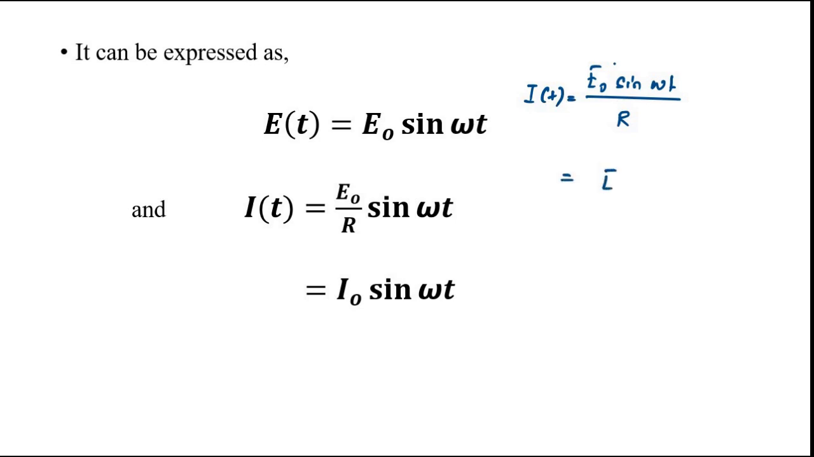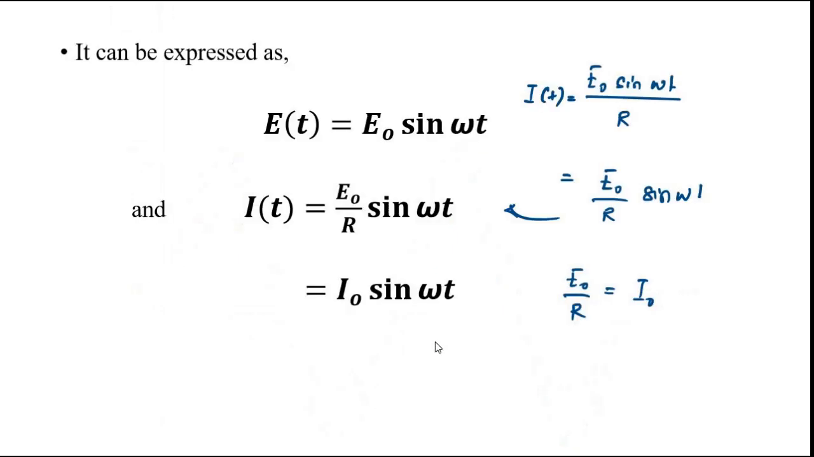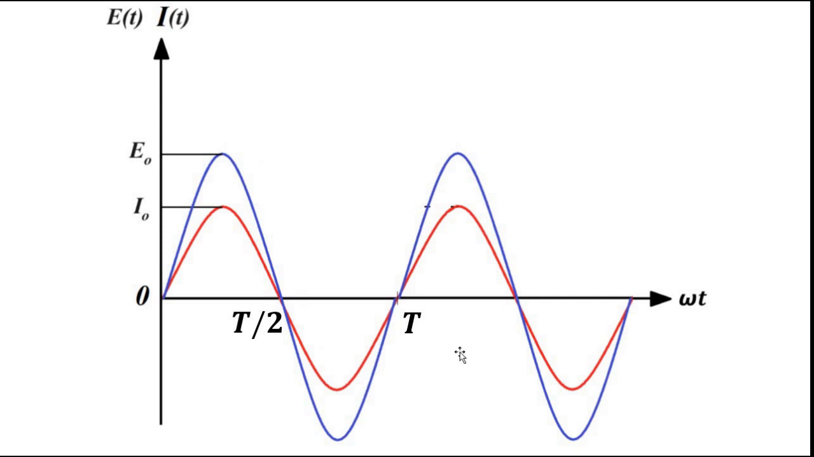That will be the time varying current, which will be equal to E0 by R sine omega t. So E0 by R, the peak amplitude of the alternating voltage divided by the resistance value, will give us the maximum value of the alternating current. So this will be equal to I0 sine omega t, the time varying current. In terms of waveforms, the amplitude of the alternating current waveform will be less than the amplitude of the alternating voltage because of the resistance.